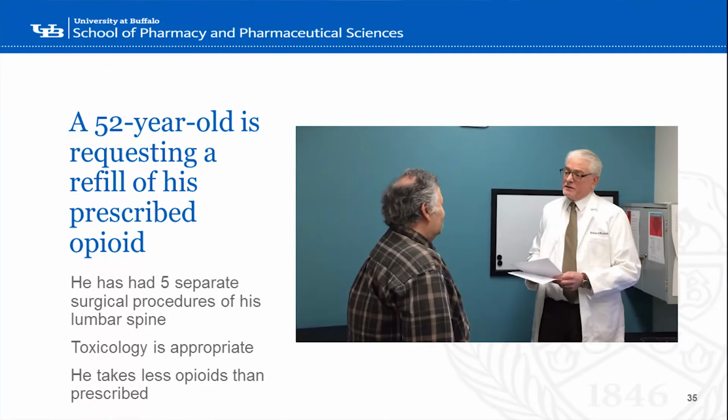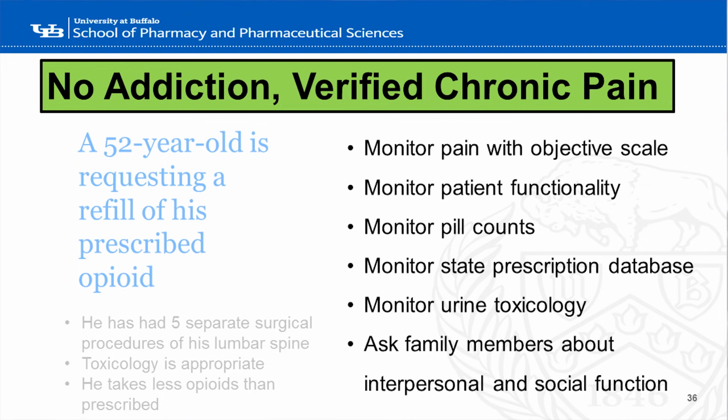Let's take an example of a 52-year-old who's requesting a refill of his opioid medication. He's had 5 different surgical procedures of his lumbar spine. He's had discectomies, a laminectomy, he's had implantable devices put in and taken out, and he is left with chronic pain, no question about it. His toxicology is appropriate for what's being prescribed, and in fact, he often takes less opiates than prescribed and tells the doctor that he only takes them when he really needs them. So here's an example of someone who has no evidence of addiction and verified chronic pain.